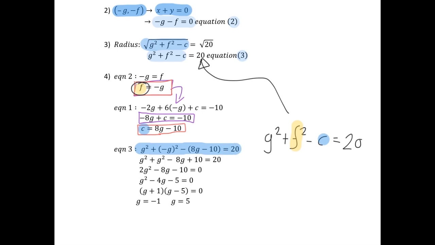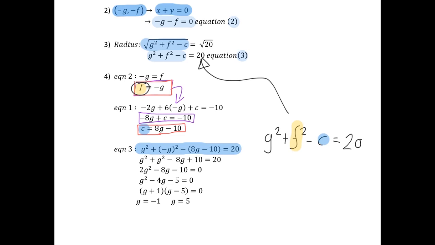Now I'm going to simplify this equation. A minus g squared, squared, is the same as g squared. Minus 1 times 8g is minus 8g. Minus 1 times minus 10 is plus 10. That equals 20. Simplifying this by adding our g squareds, we have 2g squared. Bringing our 20 to the other side, we have a minus 10. So we have 2g squared minus 8g minus 10 equals 0. If we divide everything by 2, we get g squared minus 4g minus 5 equals 0.